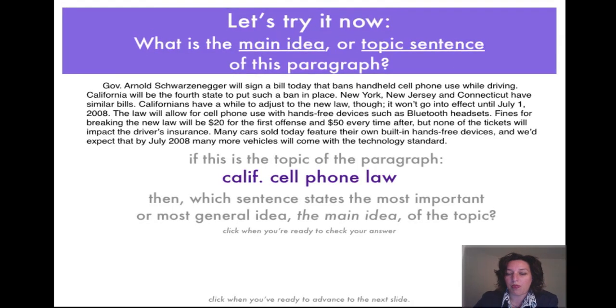Okay, before we read this, we said that the topic of the paragraph was California's cell phone law. If that's the topic, then what's the most important thing the author wants to say about that? That's the topic sentence. Go ahead and read this again and identify which is the topic sentence of this paragraph. Write it down and then click play.